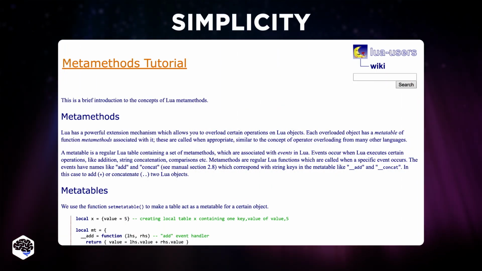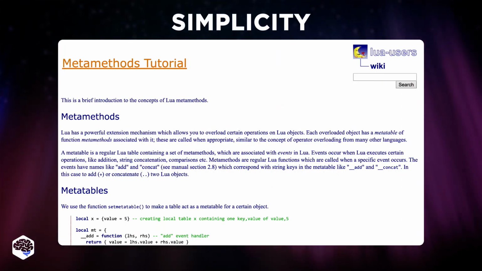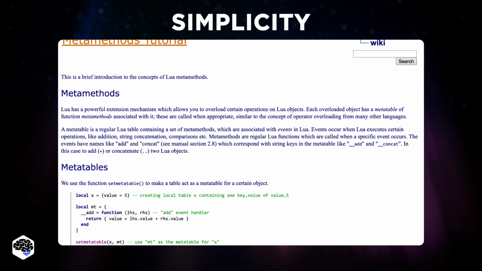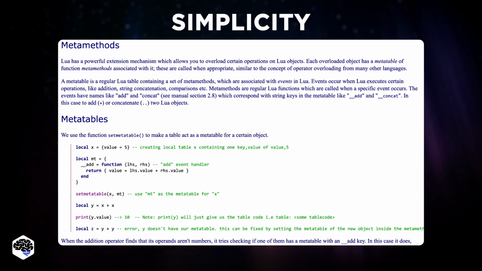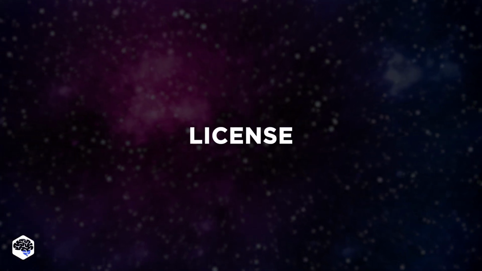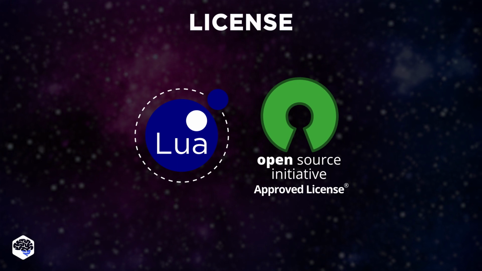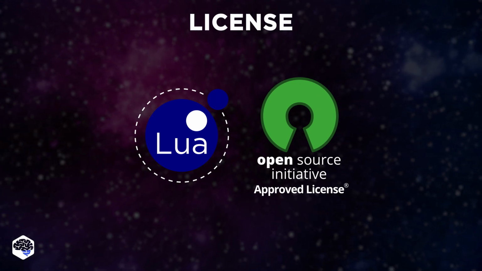One of the main features of Lua is meta mechanisms, which allow developers to implement functions rather than providing a set of functions directly to the language itself. And the last point is a license. Lua is free and open source software licensed under the MIT license.